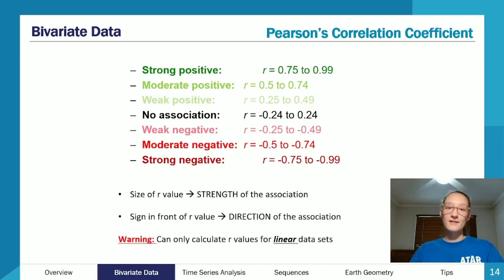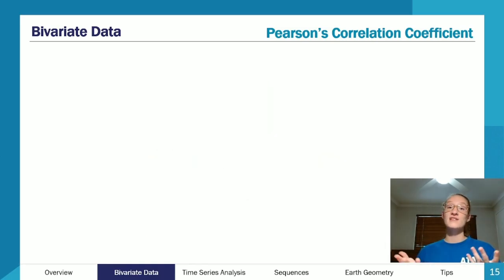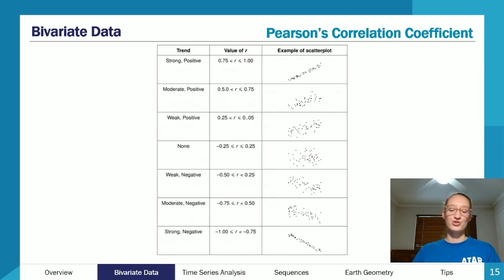And again, just to further flag that warning there, we can only calculate R values for linear data sets. Because if it's a non-linear data set, for example, like a parabola or like an exponential curve, then the R value isn't helpful, because Pearson's correlation coefficients are only for linear data, which is why it's important to do a residual plot if you're unsure.